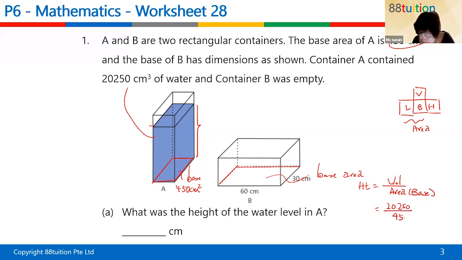Okay, I want everyone to participate. No doubt you all have already done, also need to participate. 20,250 divided by 450, I should get 45. If I'm not correct. So this is 45 cm.